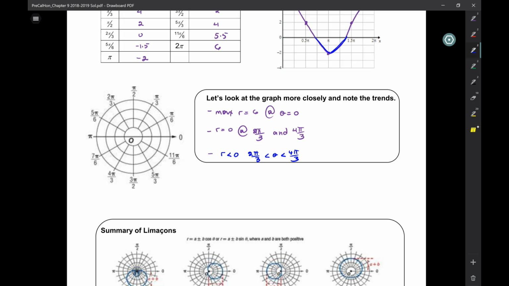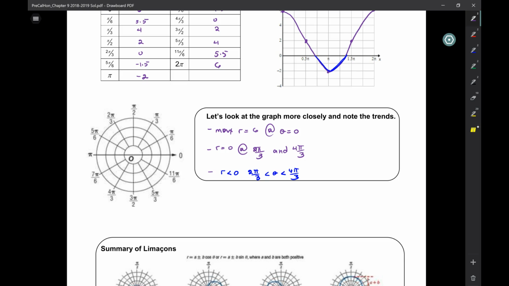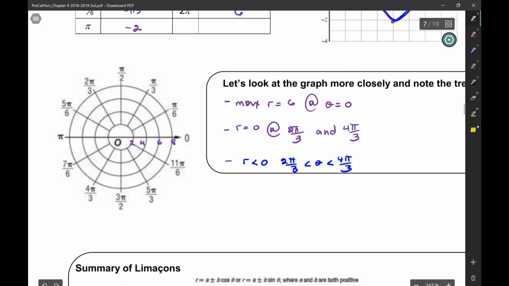Okay, so now let's see how that's going to look here. When theta is 0, we're at 6. Then pi over 6 is 5.5, that's 3/4 of the way. And then it's at 4. And then it's at 2. At 2 pi over 3, the radius is 0.